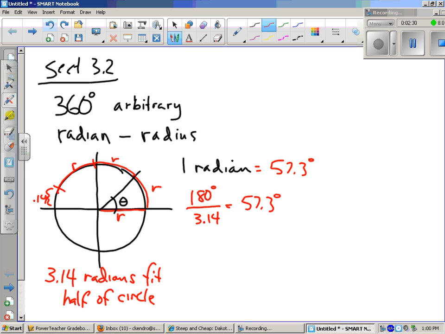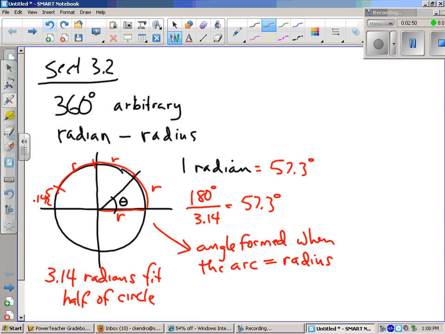So if you just want a visual for that, 1 radian basically is the angle formed when the arc is equal to the radius. That equals 1 radian. So 180 degrees is 3.14 radians, or we can just say it's equal to pi radians.